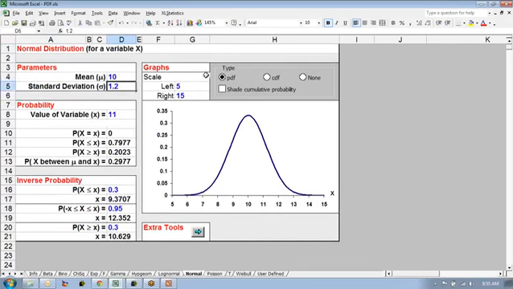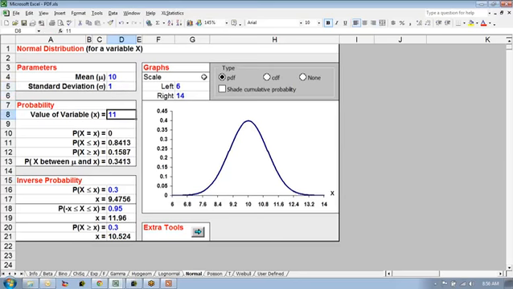All we really have to do is enter the mean that we want. In this case, the mean is 10, so I don't even have to change that. The standard deviation that we want, which I believe is 1. And then we enter the value of the variable, which is 11 here. If we click on the shade, that's the picture of what we're looking for, and this shows us the probability that x is less than 11.